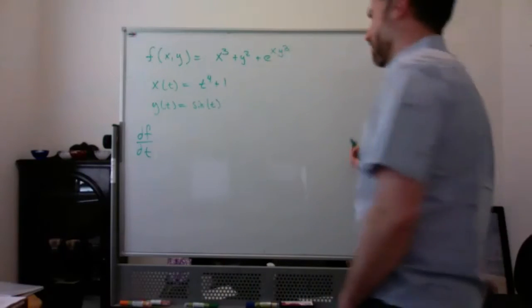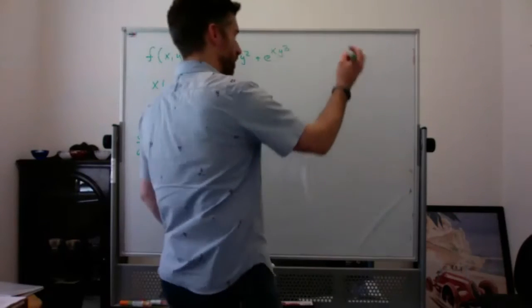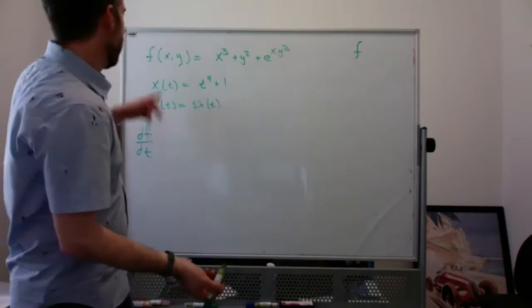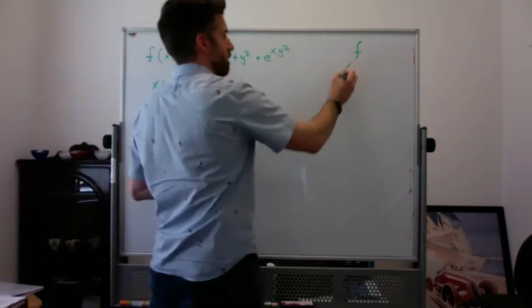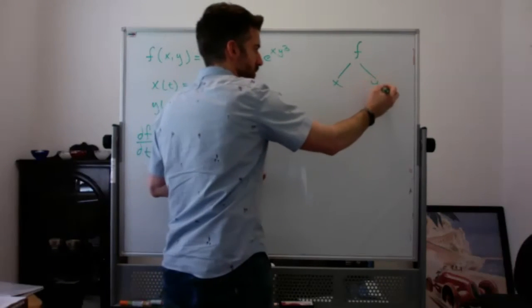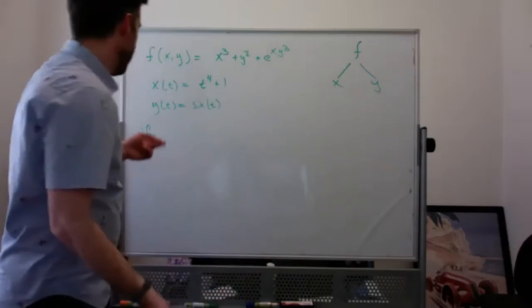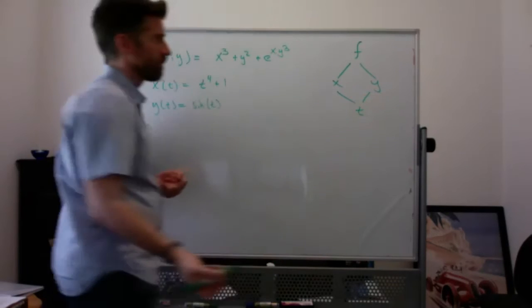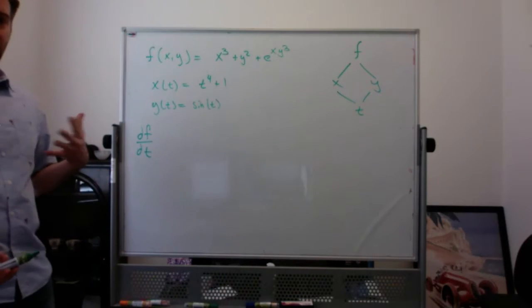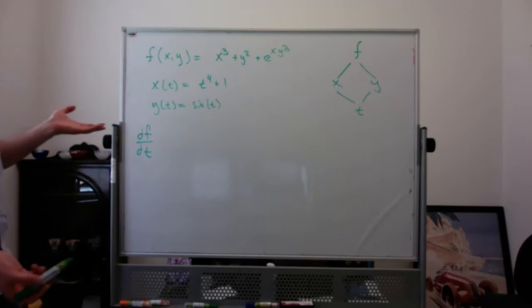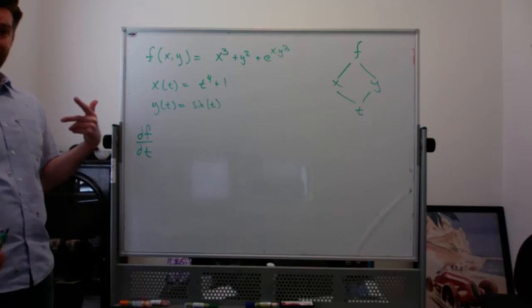I don't remember what it's called, but you can draw the paths. f is a function of x and y, so you draw f at the top and the things it's directly a function of below it. Then x and y are both functions of t. If I want to find df dt, the derivative with respect to t, it's all of the paths that get me to t added together.